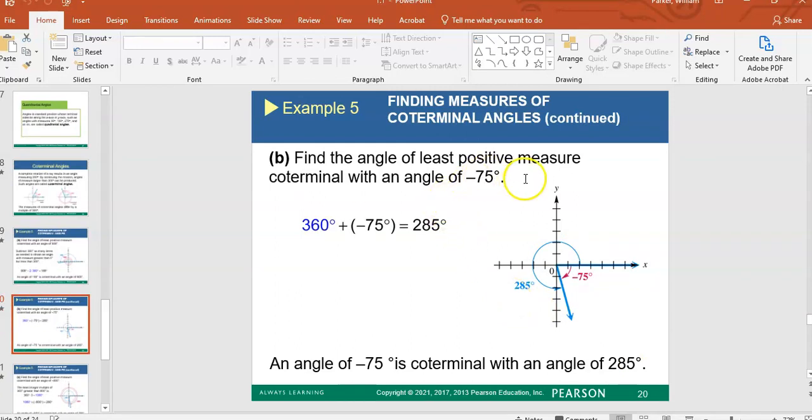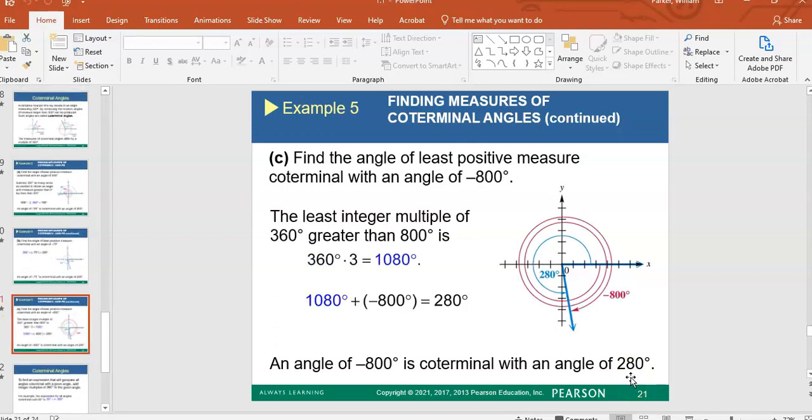Find the angle of least positive measure coterminal with the angle negative 75 degrees. So here I'm going negative. I want to find the angle that's coterminal going positive, and that could be easy. I could take 360 and subtract that 75, or in other words, add the negative 75, one or the other. That's going to give me a positive 285 degrees. So the angle of negative 75 is coterminal with the angle 285 degrees.